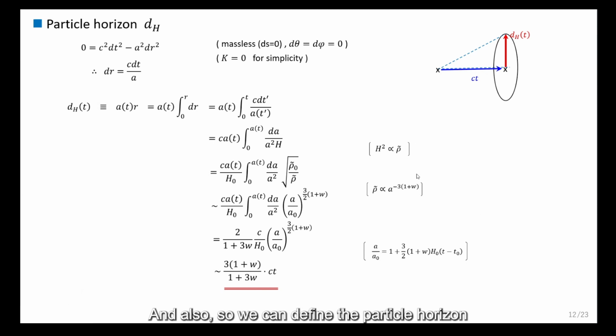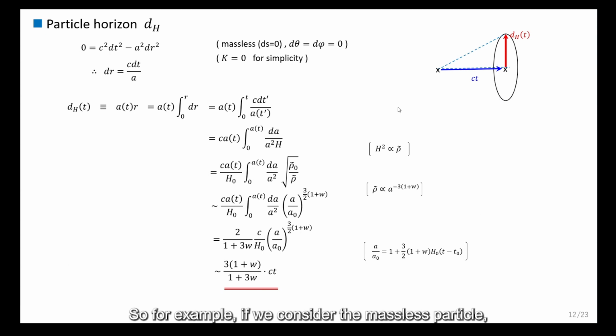And also, we can define the particle horizon. This is roughly speaking, the physical meaning is like that. If we consider a point, then after a time t, what is the radius of the region that has interacted?